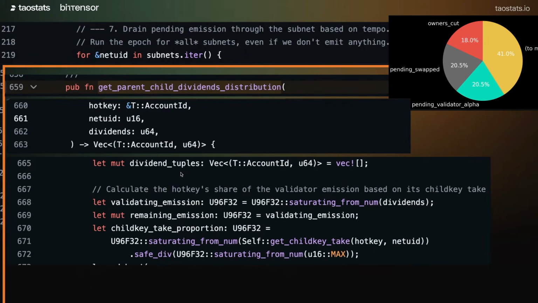We're going to get the dividends for the family and call that the validating emission. And then the way the data is stored on the chain is we have the proportions for all of the parents, but not for the child. And so what we do is we start with the remaining emission at 100%. And as we go through each parent, we're going to subtract out their emission, and whatever's left over goes to the child.